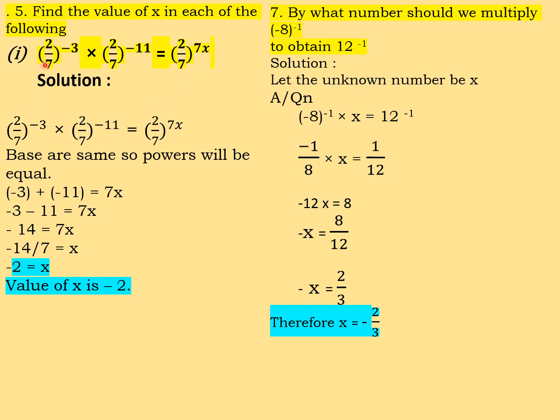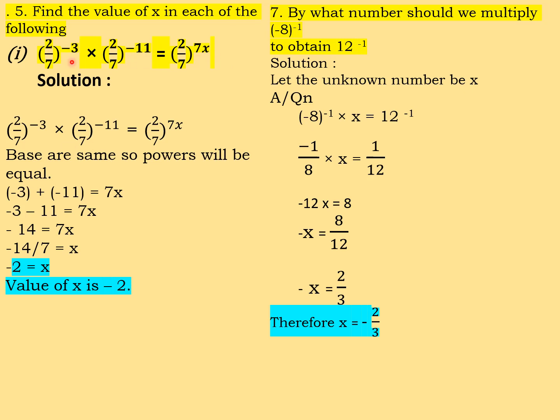Equated means 2 by 7 to the power minus 3 into 2 by 7 to the power minus 11. Here they are getting multiplied. So when the bases were the same, what was happening to the powers? The powers were getting added, isn't it? So I will write minus 3 plus minus 11. I am adding this minus 3 and minus 11 and that will be equal to 7x.